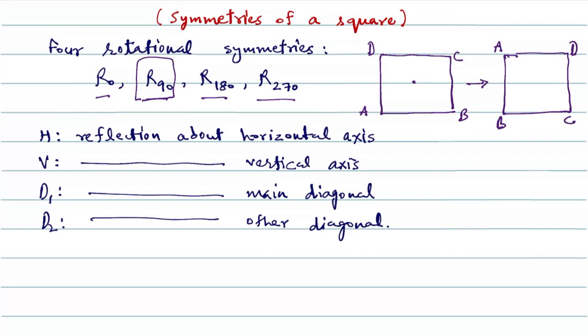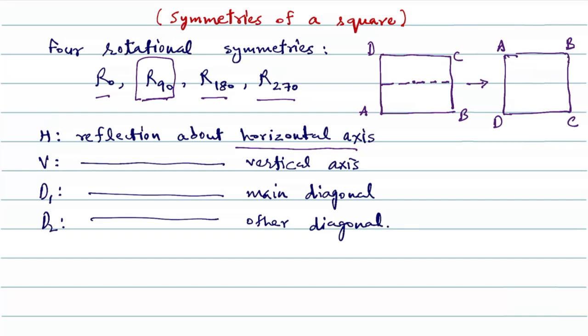Then the square has four reflection symmetries. The first one is reflection about the horizontal axis. This is reflection in this line that passes right through the middle of this square, and if we reflect this square in this line, then A and D are interchanged and B and C are interchanged. So this is reflection about this horizontal axis.